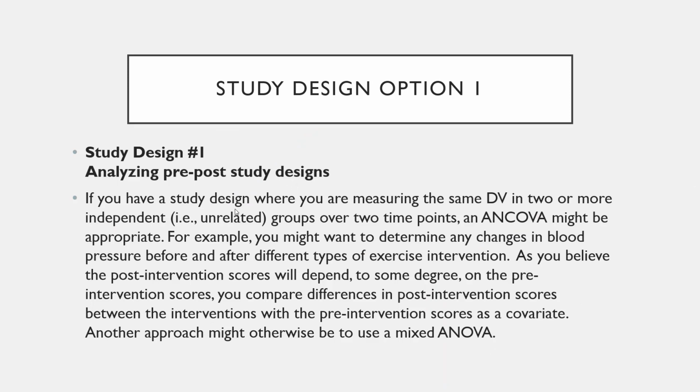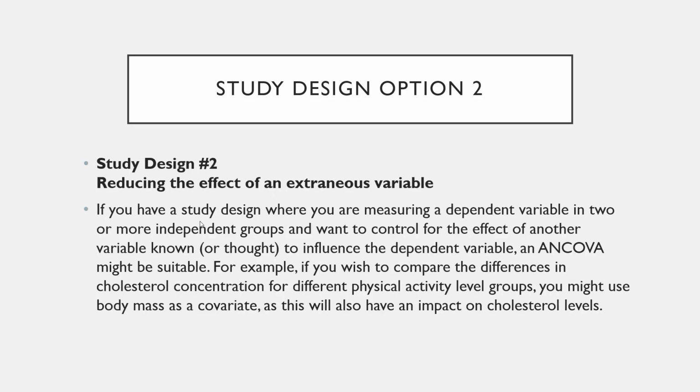All right, if you have a study design where you're measuring the same dependent variable in two or more independent unrelated groups over 2 time points, an ANCOVA might be appropriate. For example, you might want to determine any changes in blood pressure before and after different types of exercise intervention. As you believe the post-intervention scores will depend to some degree on the pre-intervention scores, you compare differences in post-intervention scores between the interventions with the pre-intervention score as the covariate. Another way you could do this would be to use a mixed ANOVA. You could reduce the effect of an extraneous variable.